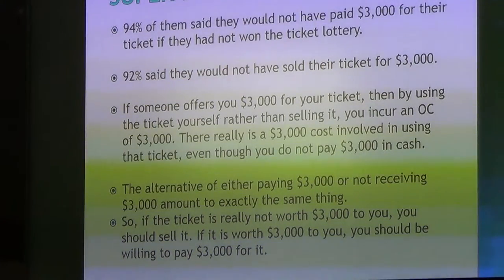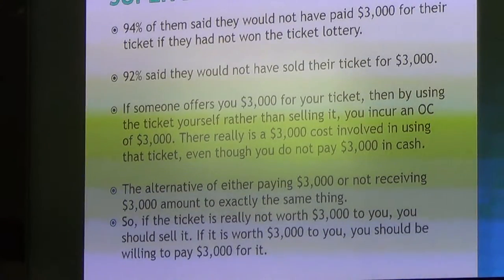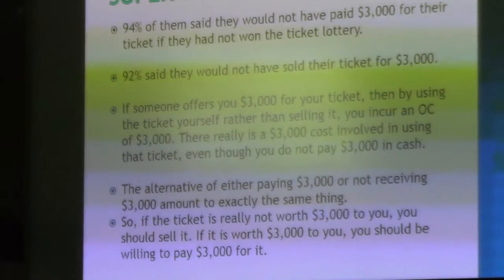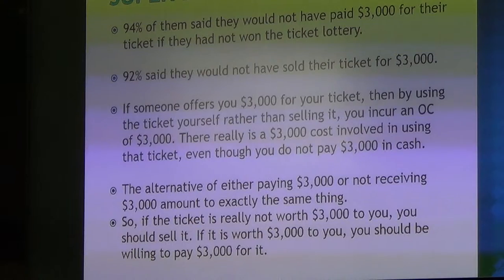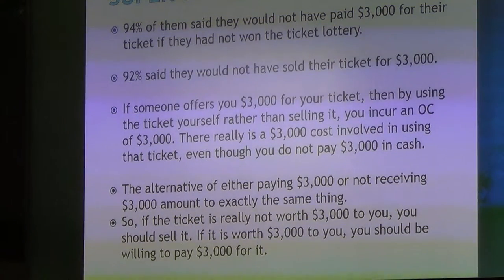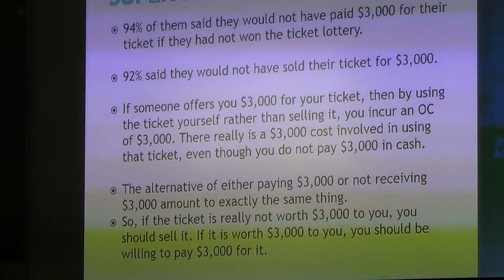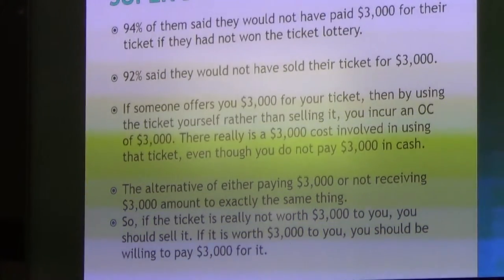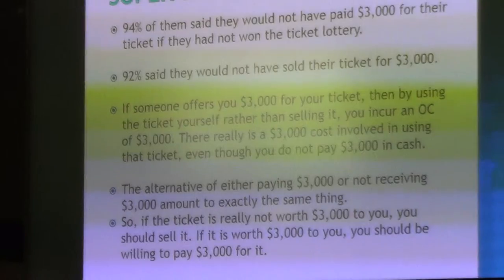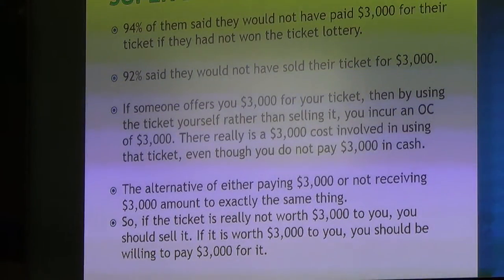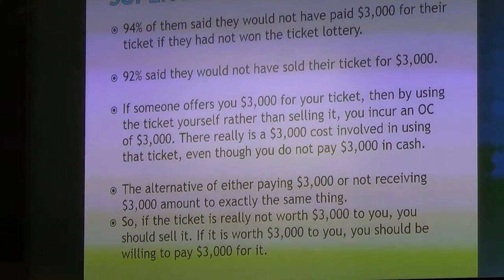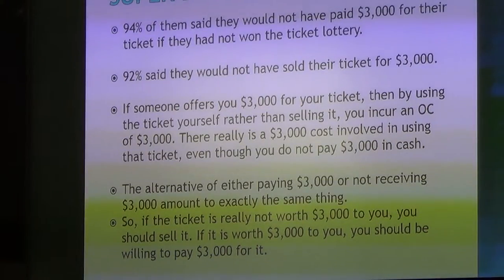I could use that. So it's saying that if someone offered you $3,000 for your ticket, then by using your ticket yourself, rather than selling it, you've incurred an opportunity cost of $3,000. So even though your money's not being exchanged, that $3,000 transaction isn't taking place, that $3,000 is still a cost involved in using that ticket. So even though you didn't pay $3,000 in cash, that $3,000 you could have gotten from selling your ticket is an opportunity cost. Did you follow how that worked?